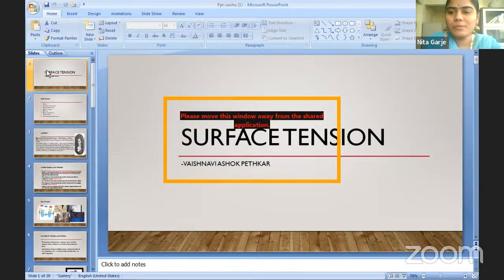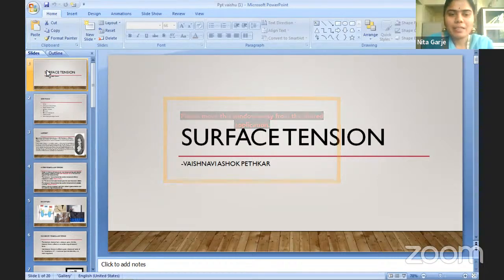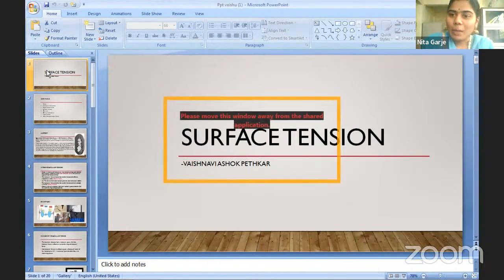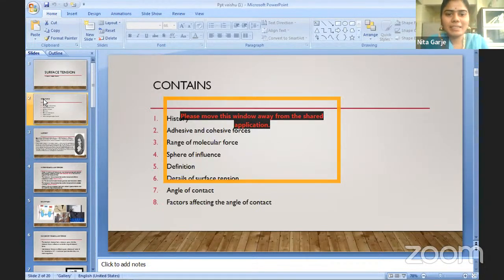We first studied surface tension in 11th, 12th and BSc first year also. We mostly see it in nature too: drops, molecules, and capillary action in the trees are all because of surface tension. So we have selected this topic, as it is most important.